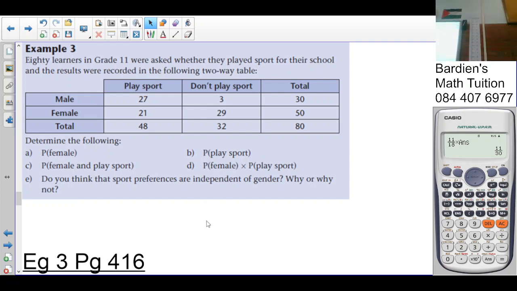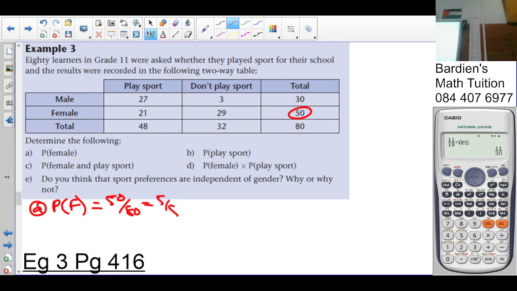Okay, so example 3 on page 416. We are told that 80 learners in grade 11 were asked whether they play sport for their school, and the results were recorded in the following 2 by 2 table. Okay, so we got the males, females, play sport, don't play sport. The total is 80. So in A, we are asked to calculate the probability of it being female, because it's selected at random. It's going to be 50 out of 80, which is 5 out of 8.